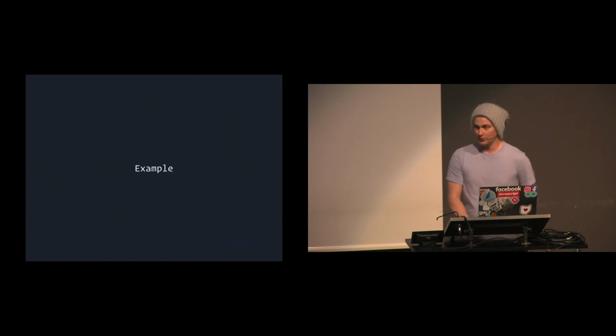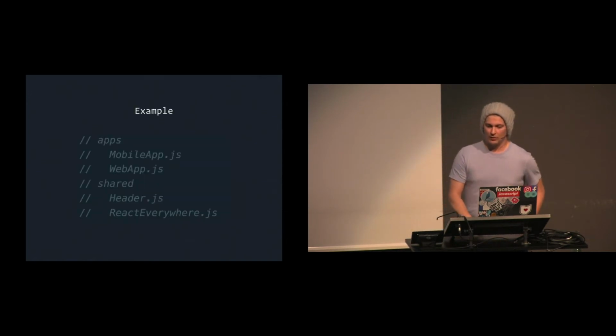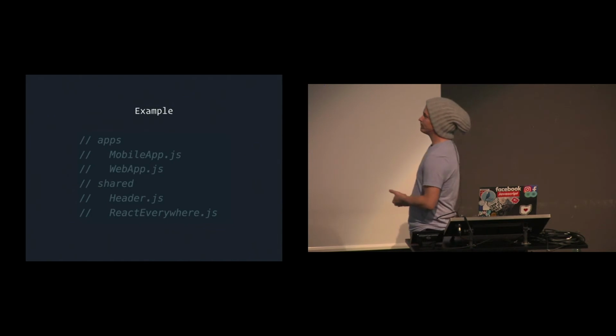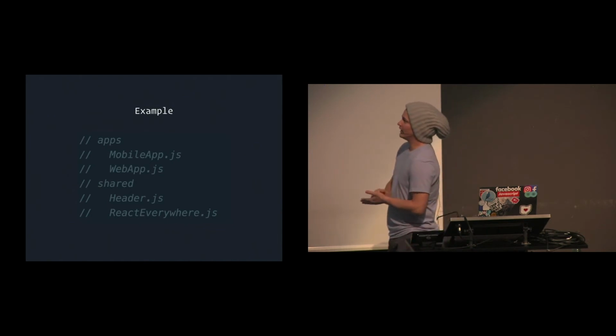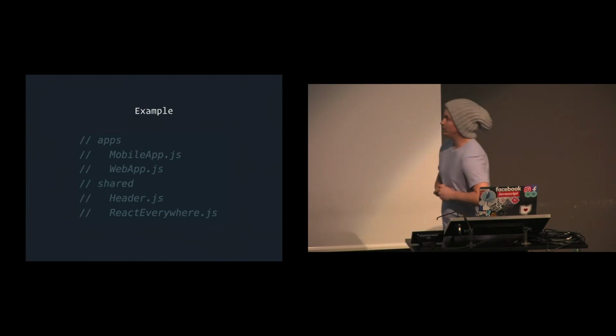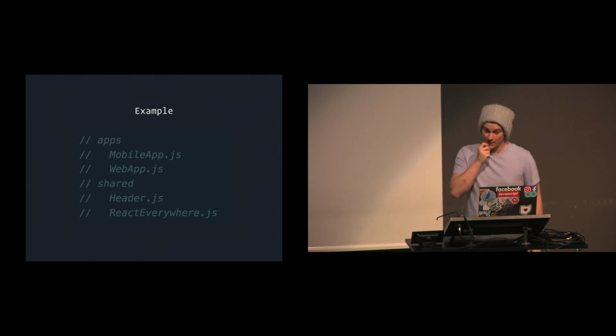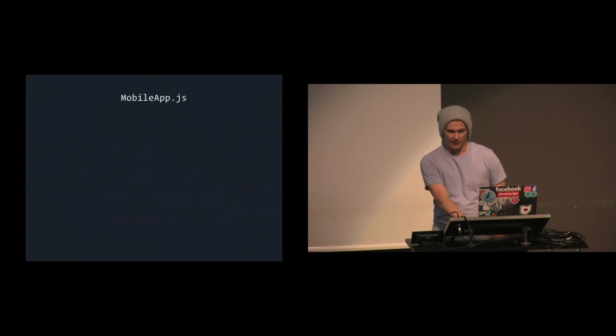So let's look at an example. Here we're going to have a project layout that is an apps directory with a mobile app and a web app, and then a shared component directory that just has a header and a container component called React Everywhere. So we're going to look at the apps first, and then we'll look at the shared components.